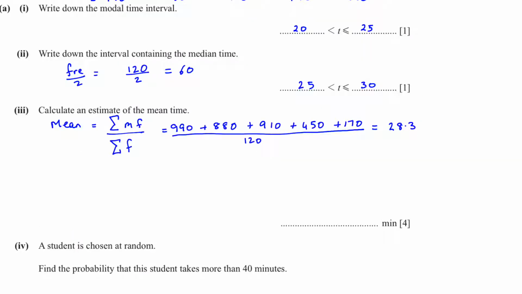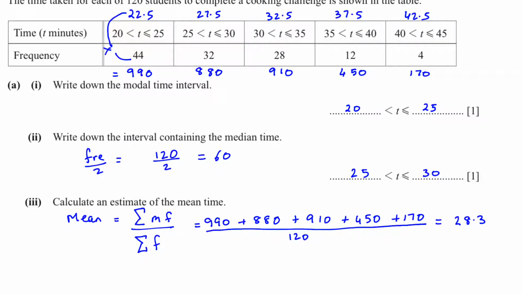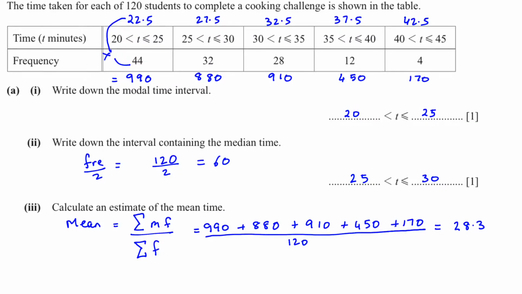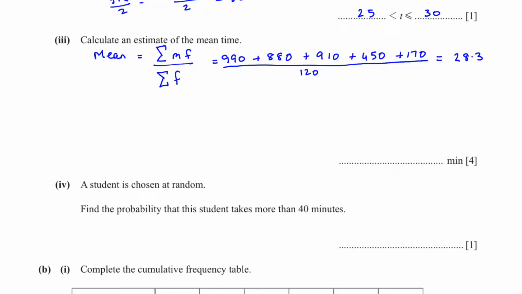In A4, a student is chosen at random. Find the probability that this student takes more than 40 minutes. So we can see here more than 40 minutes is 4. And the total frequency of students is 120. So the answer is going to be 4 over 120.